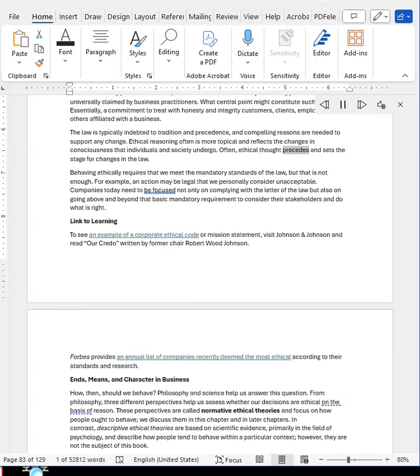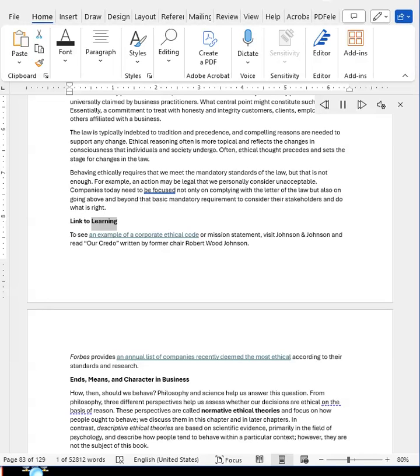Often, ethical thought precedes and sets the stage for changes in the law. Behaving ethically requires that we meet the mandatory standards of the law, but that is not enough. For example, an action may be legal that we personally consider unacceptable. Companies today need to be focused not only on complying with the letter of the law, but also on going above and beyond that basic mandatory requirement to consider their stakeholders and do what is right.